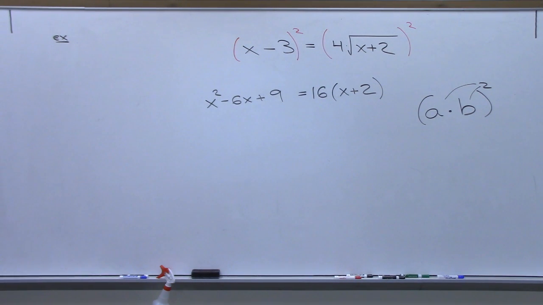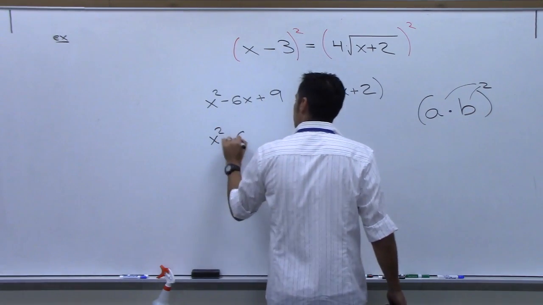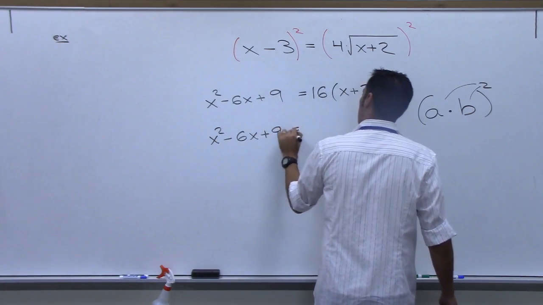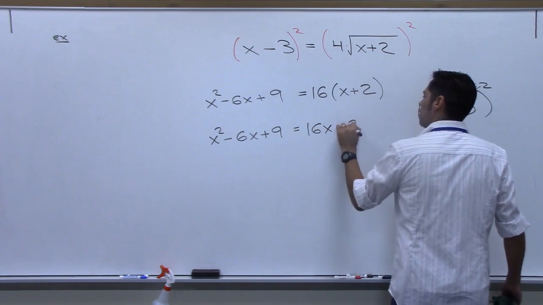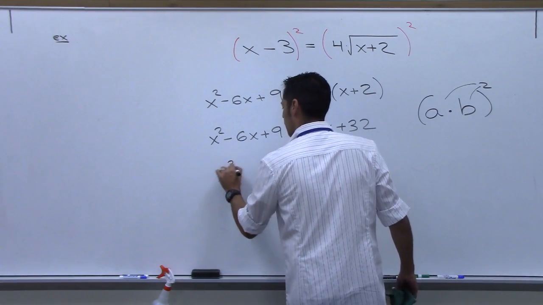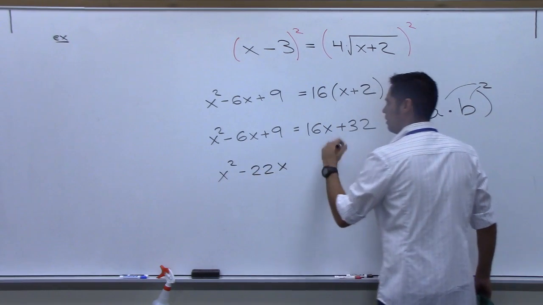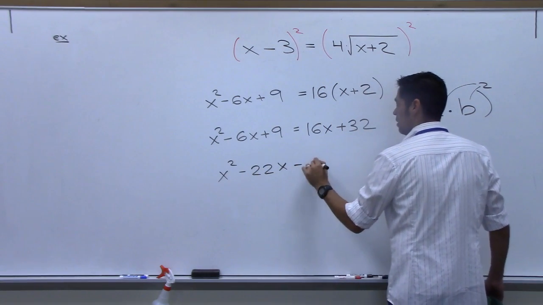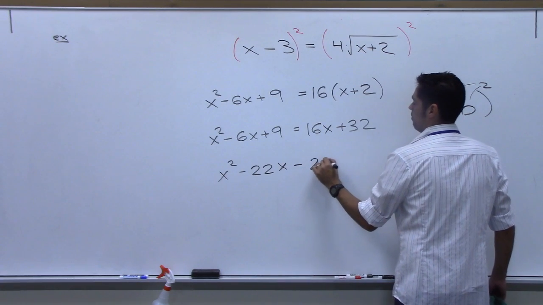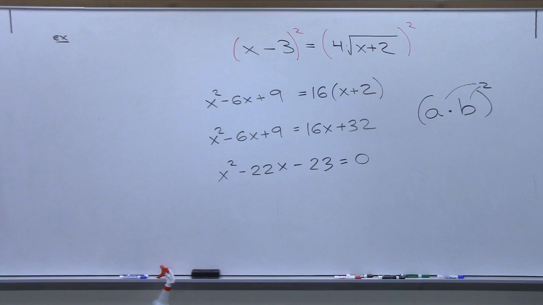Quadratic equation. So now I'm going to try and get everything to one side. I will pass the 16 through, right? And then move everything to one side. What is this? 22x minus, is that right? Oh my gosh. Yeah, that's right. My brain is, yeah, I think that's right.